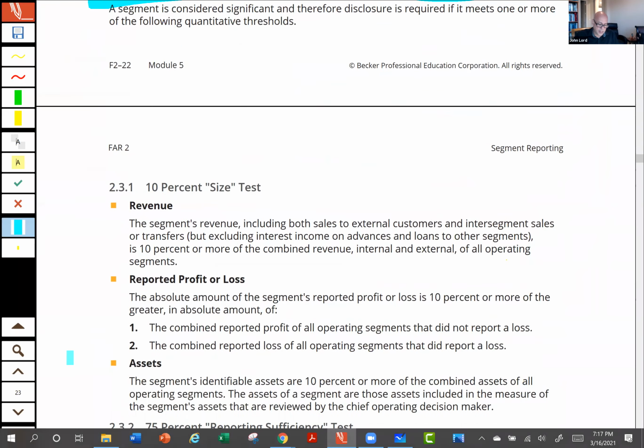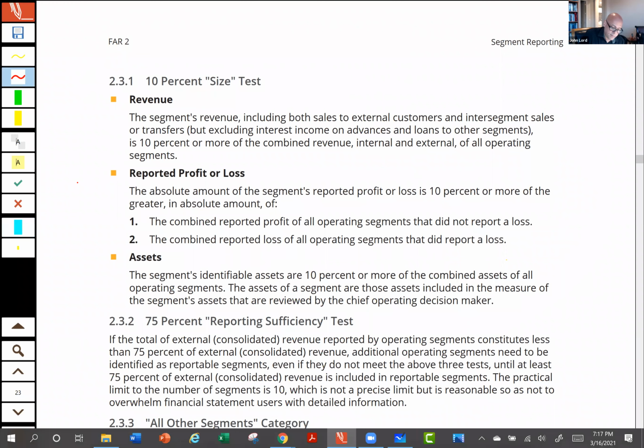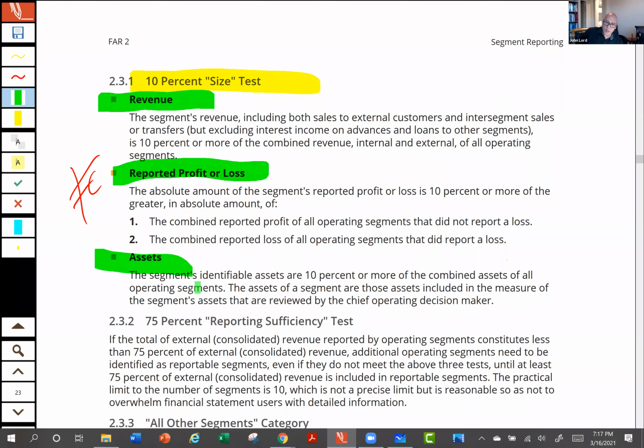Okay, now you come over to the next page, and flashcard, the size test. There are three 10% size tests. If you don't meet one of the size tests, then you could meet one of the other size tests, and then you would have to report that as a segment. Okay, so it's not like if you fail one of the size tests, you're done. You have to go to the next size test to see if that segment is big enough to be reported. They're all 10% tests. One is revenue, one is reported profit or loss, one is assets. So let's talk about the revenue test first. And you don't have to do them in any particular order.